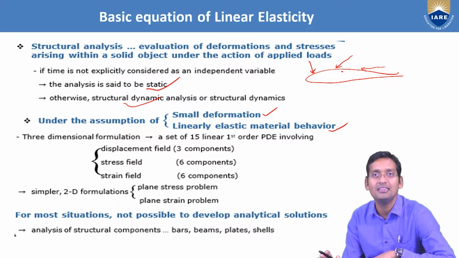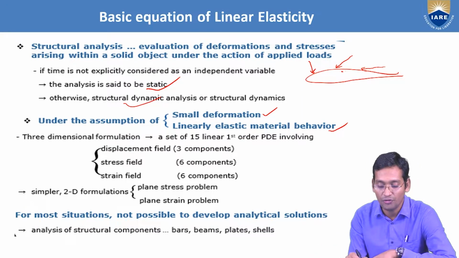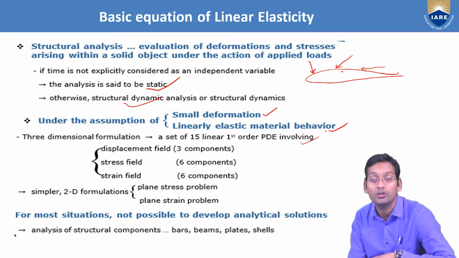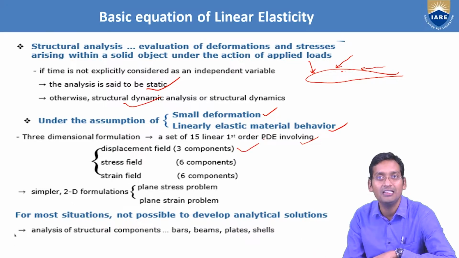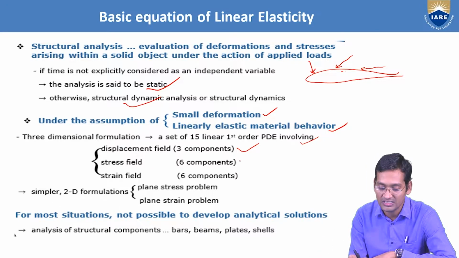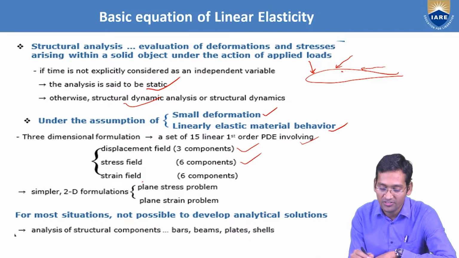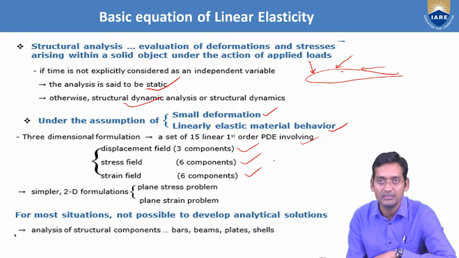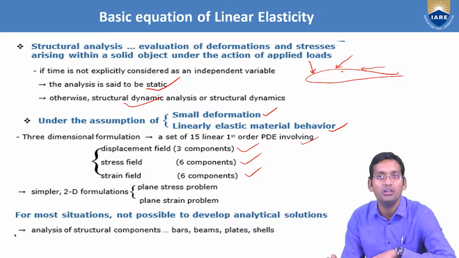Now, if we see the 3D formulation, a set of 15 linear first order PDEs is involved. What are those 15? For displacement, there are 3 components, in the x, y, z coordinates. Similarly, the stress field has 6 components, and the strain field again has 6 components. So 6 plus 6 is 12, plus 3, a total of 15 components acting there.